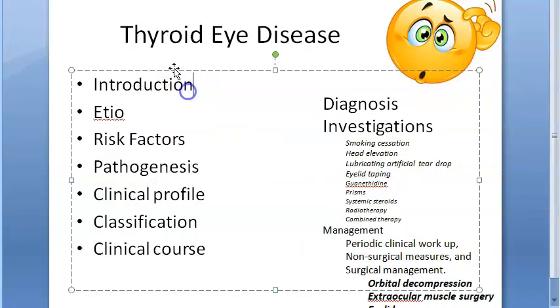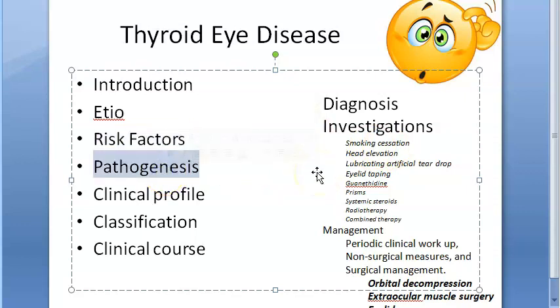So where are we? Let's take a check. We finished introduction and etiology. In the introduction, what did we see? Three things: lid retraction, lid lag, proptosis. Etiology, we saw that the cause is thyroid, either hyperthyroidism or euthyroid itself. Risk factors, what did we see? Female, then middle age, then autoimmune thyroid disease if they have. And what else did we see?